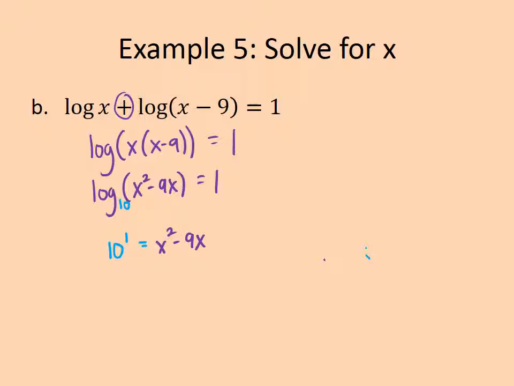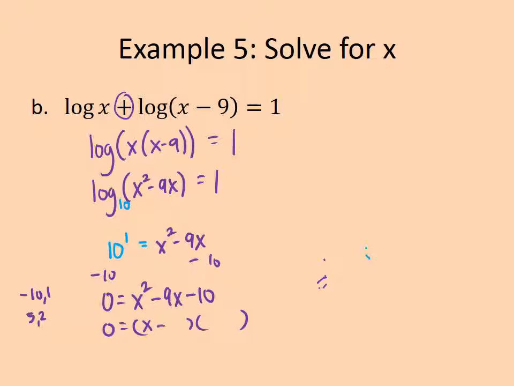Now this is a quadratic equation. The way we solve quadratic equations is we isolate the quadratic, we set it equal to 0. So we're going to subtract 10 from both sides. So we have 0 equals x squared minus 9x minus 10. At this stage, we need to factor. So our options for 10 are 10 and 1 and 5 and 2. Well, the only numbers that will multiply to get negative 10 and add to get negative 9 have to be 10 and 1. So we have x minus 10 and x plus 1.